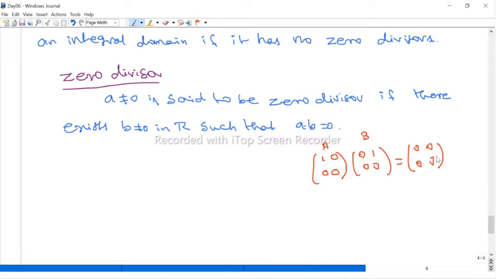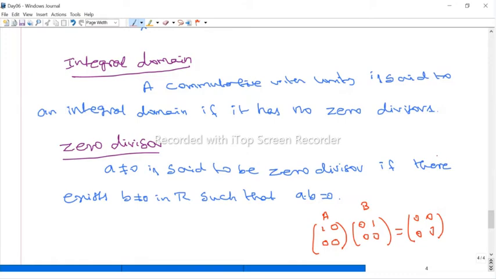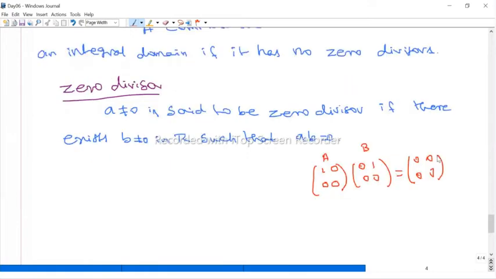Okay, in an integral domain the commutative property is always satisfied. So an integral domain is a commutative ring with unity that has no zero divisor. If the ring does not contain any zero divisor, we call it an integral domain. Suppose a commutative ring contains a zero divisor, we cannot say it's an integral domain. It is not an integral domain.